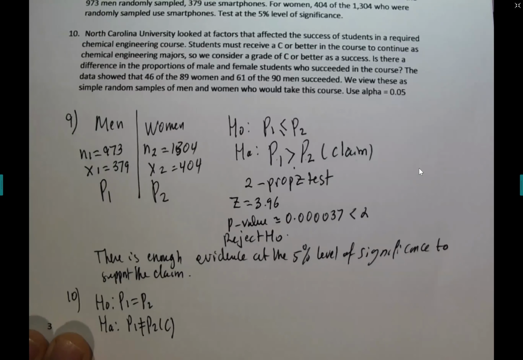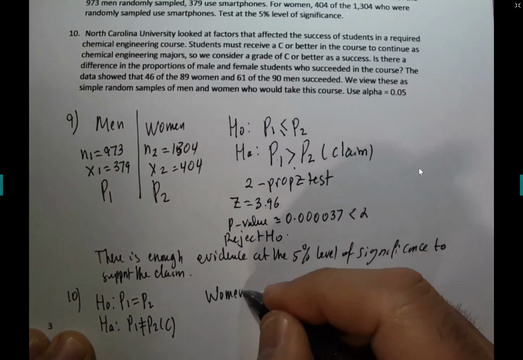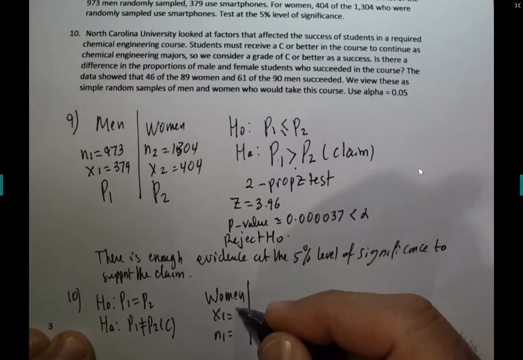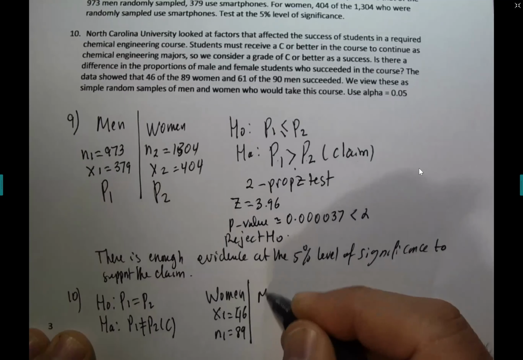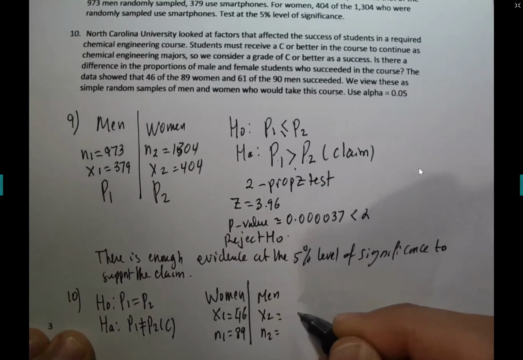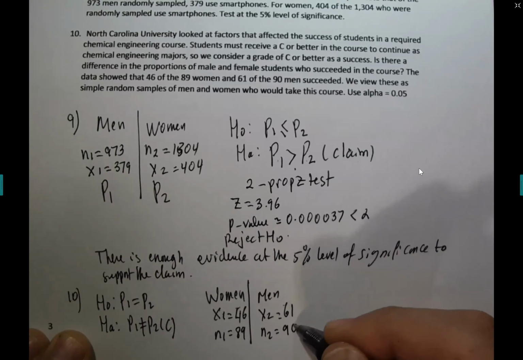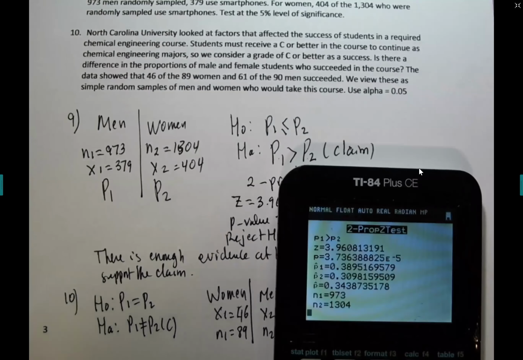And you have the data, guys, men and women. So let's do the women data first. So X1 and N1. X1, guys, I got 46 out of 89. Now let's do the men next. X2 and N2. 61 out of 90. That's it. That's all I need to run the test. Let's run the test, guys.